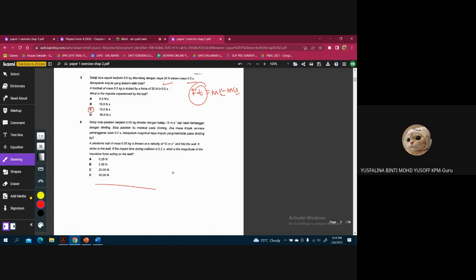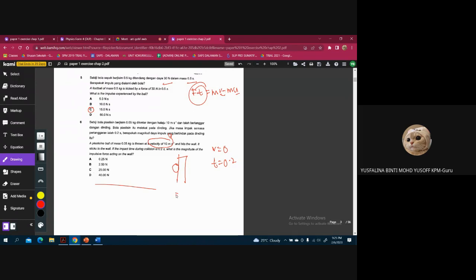So the plasticine ball, this is the u, right? Then when it hits the wall, it sticks to the wall. So what is the v here? v is 0, because it sticks to the wall, which means it's not moving anymore. So your v is 0, and your time is 0.2.